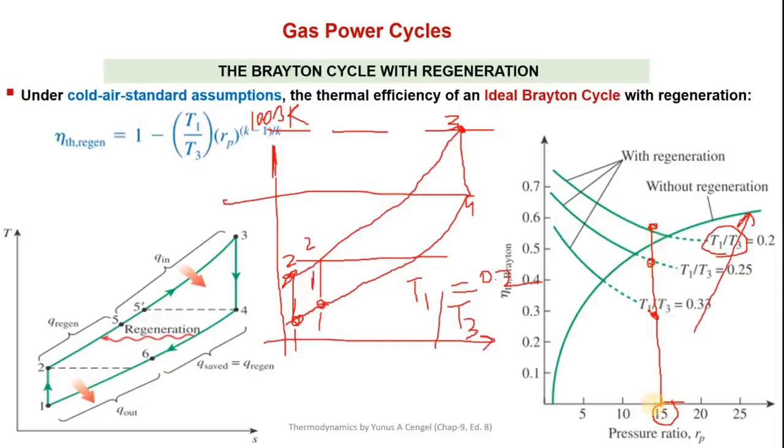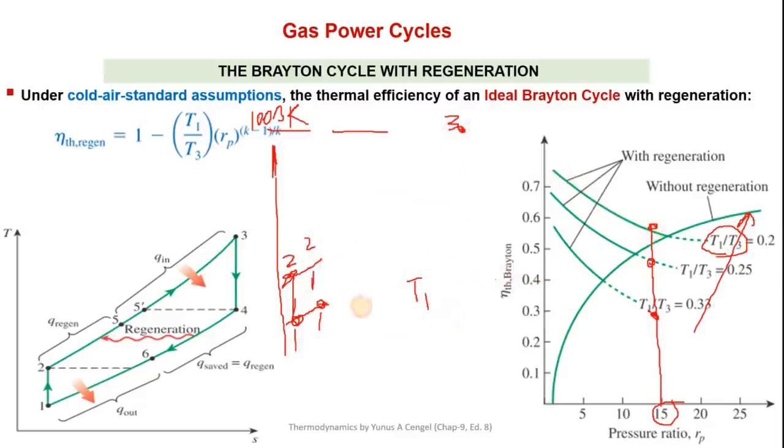Now we can also consider one particular value of T1 by T3. Then we shall see the effect of the pressure ratio. So now let's keep T1 by T3 fixed. For example, this is T1 by T3, and we see here as the pressure ratio is dropping, efficiency is increasing. So now let's try to understand this with the help of the same diagram. Let me redraw it here again.